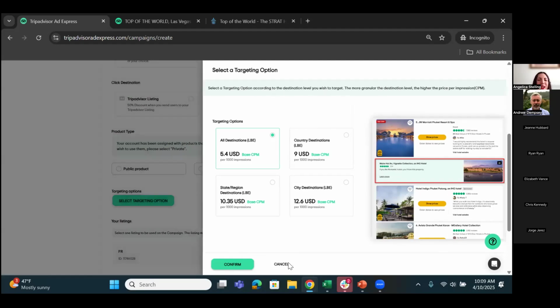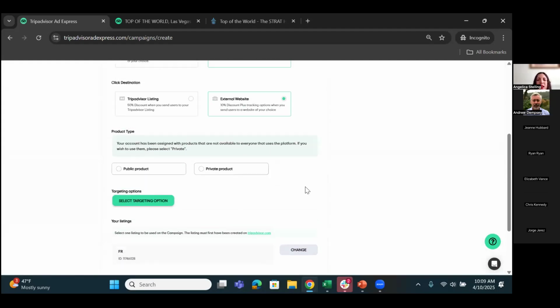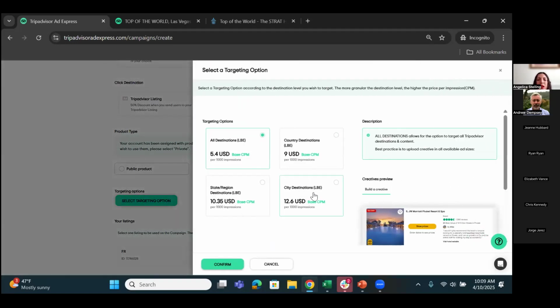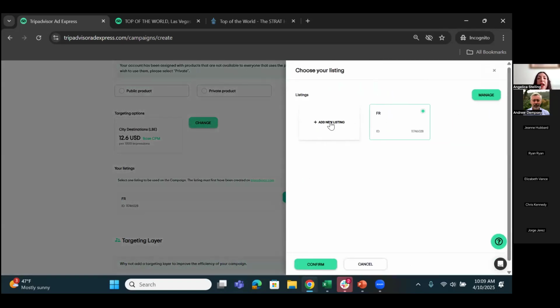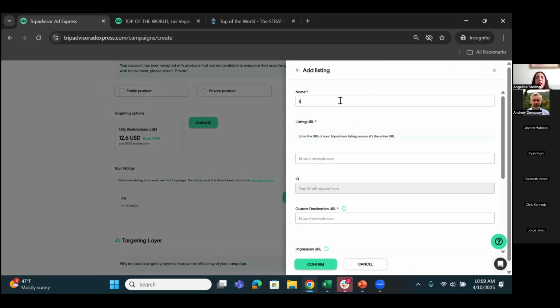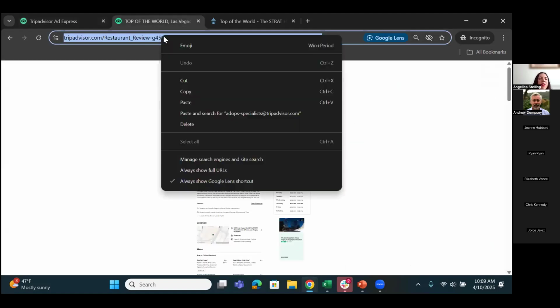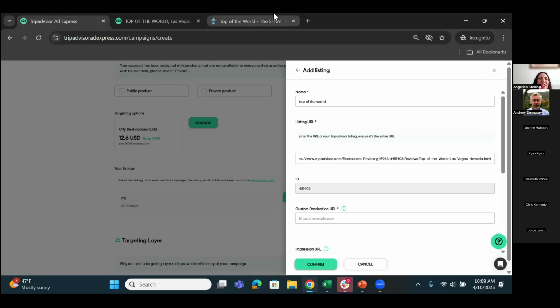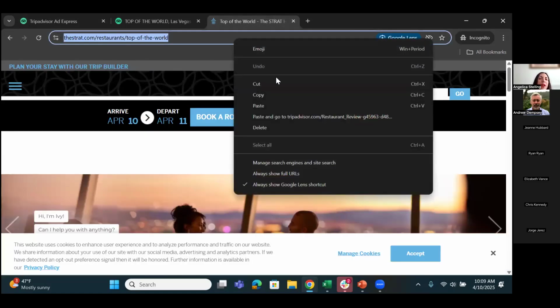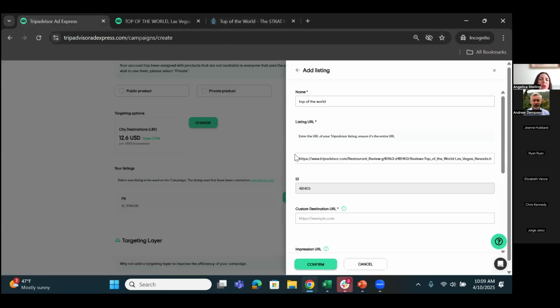So before I get into these targeting options, let's talk about how to actually add your business listing onto Tripadvisor Ad Express. Okay, so I already selected my targeting option. Actually, I didn't. Let me confirm it here. Okay, great. And we're going to change this. We're going to add new listing. So I'm going to name it Top of the World because that is the restaurant we're going to add. I'm going to take the business listing URL and paste it under listing URL. Perfect. I chose the external website option, so I need a place for it to redirect to. I'm going to put that under destination URL.